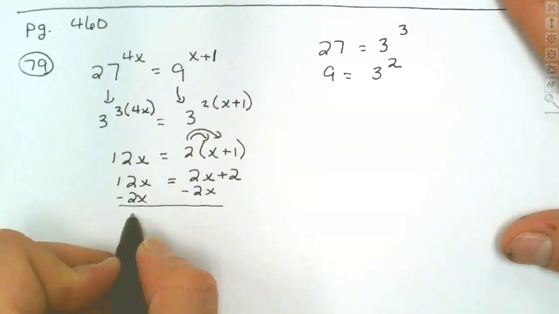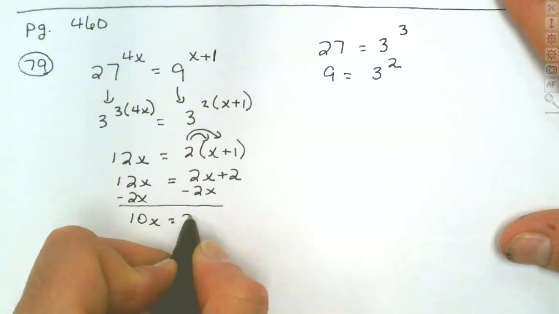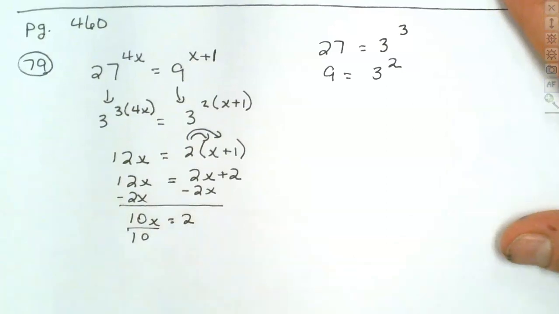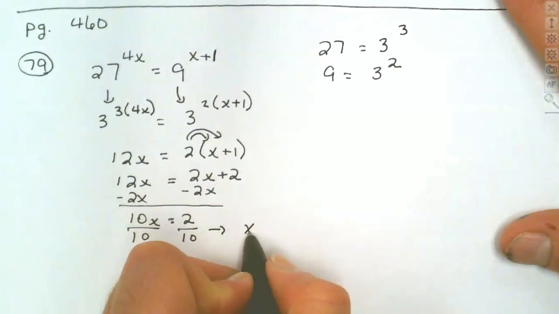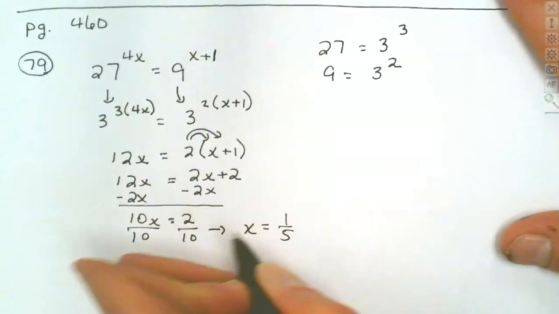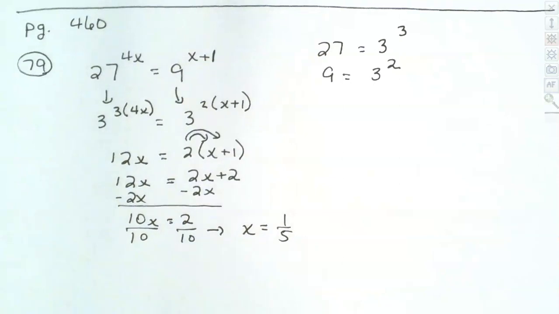And that gives you 10x equals 2. Divide by your 10 and make sure you reduce. And that reduces down to now be x equals 1/5, doesn't it? So that's how we would solve that. So we have to get a common base. So this one is a little bit different from the others, but that gives us the common base that we're looking for.